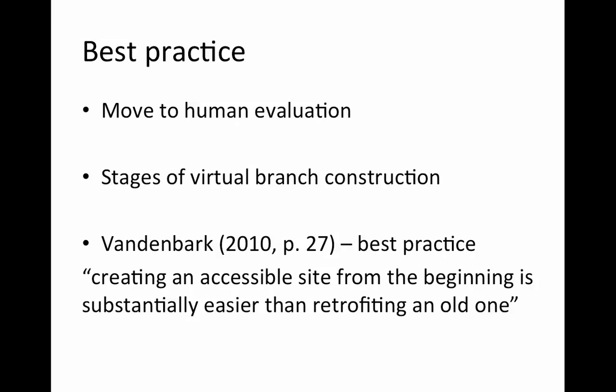So what would be best practice for designing virtual branches that comply with accessibility guidelines? Vandenbach suggests that information professionals should render the content in HTML or XHTML and design the layout using CSS. This way, if it is discovered the site's pages are not fully accessible, a simple change to the CSS updates all pages, saving the site manager time and effort. Finally, creating an accessible site from the beginning is substantially easier than retrofitting an old one.